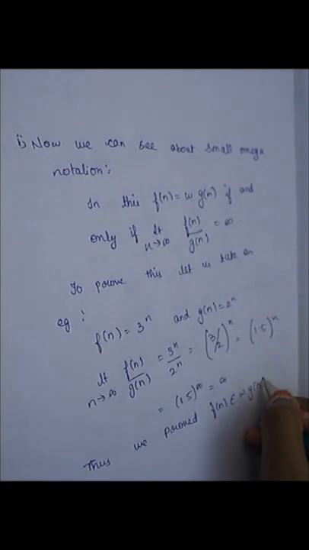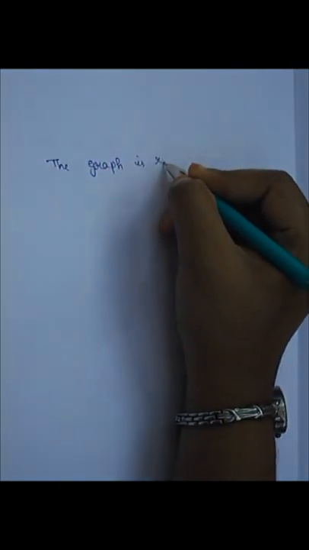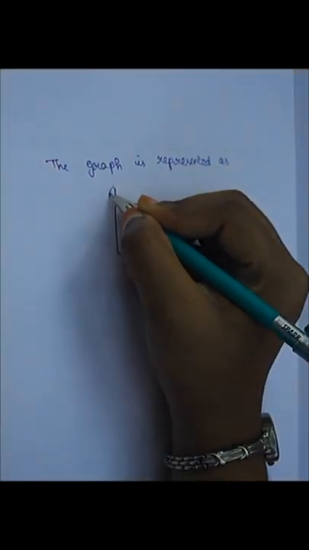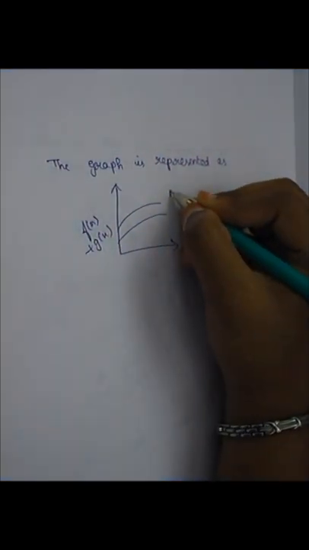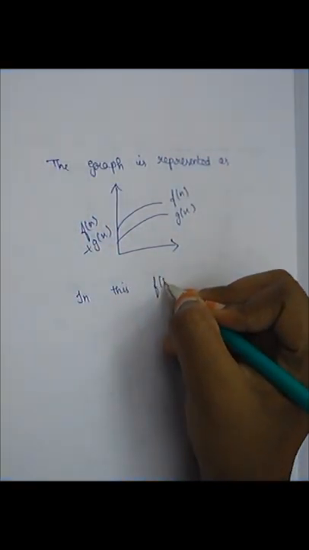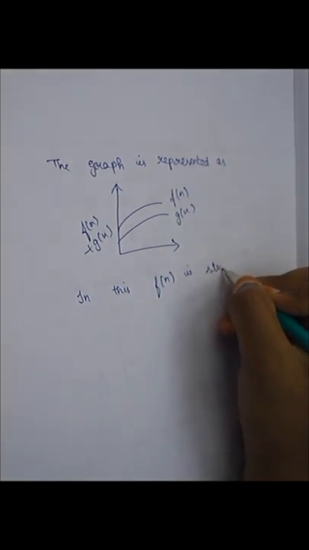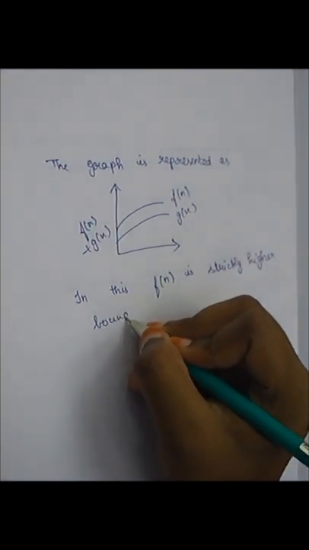Thus, we proved f of n belongs to small omega of g of n, and the graph is represented as f of n and g of n, like this. In this, f of n is strictly higher bound of g of n.